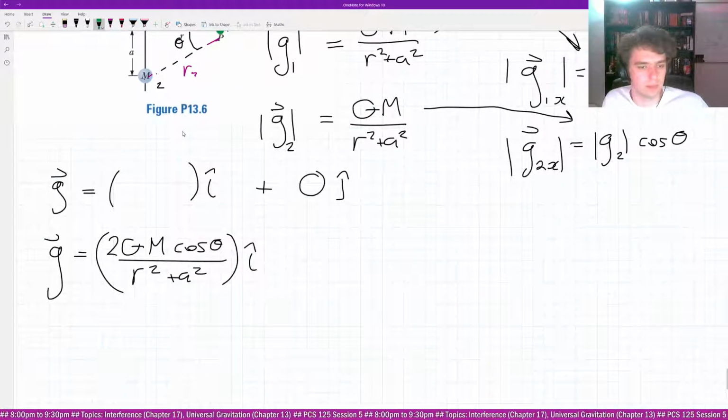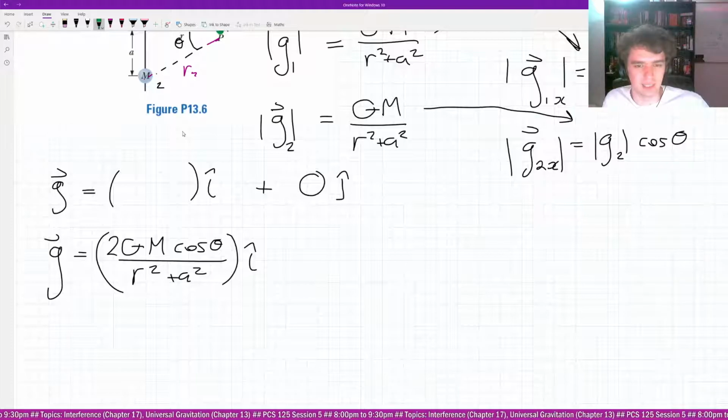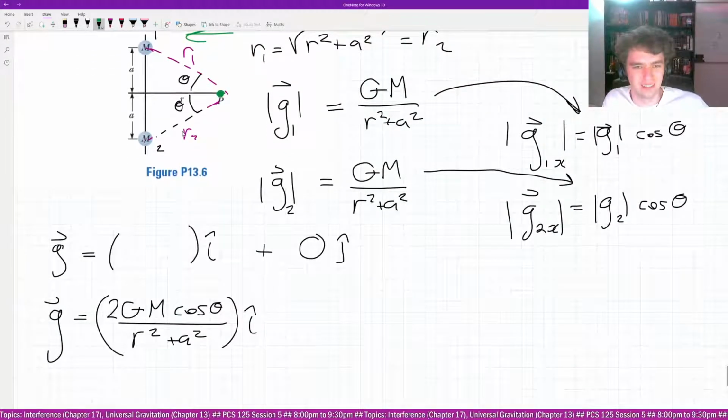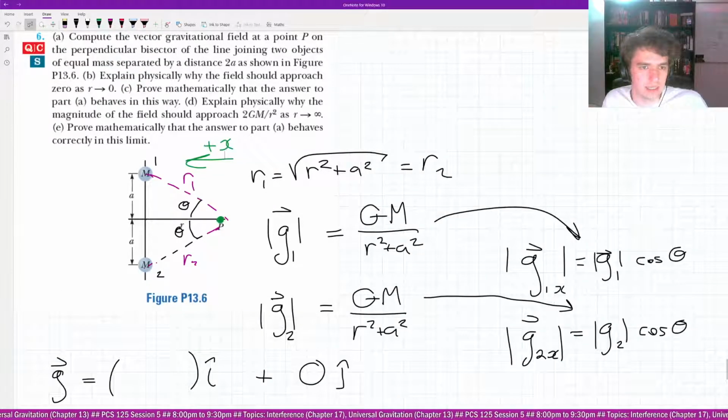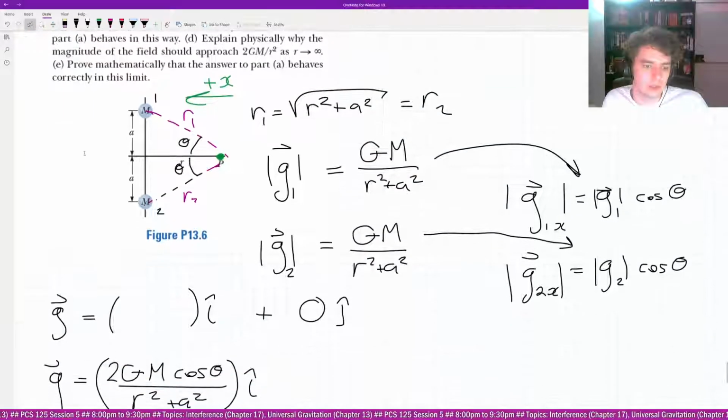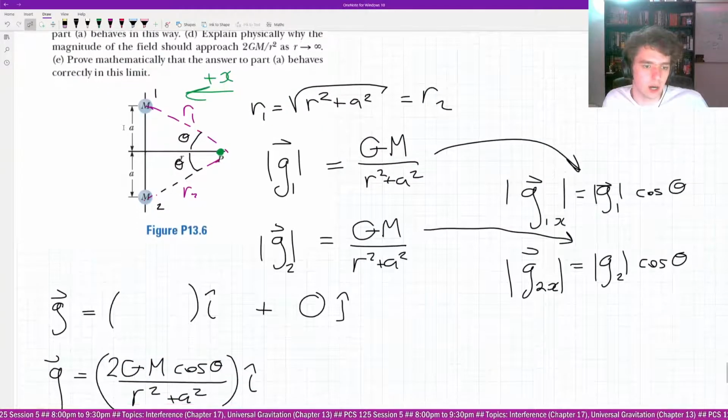Okay, no problem. So does this make sense, and is this right? Did someone else try this? Looks right to me. Then the next part of the question is, explain physically why the field should approach 0. So the gravitational field should approach 0 as r goes to 0.